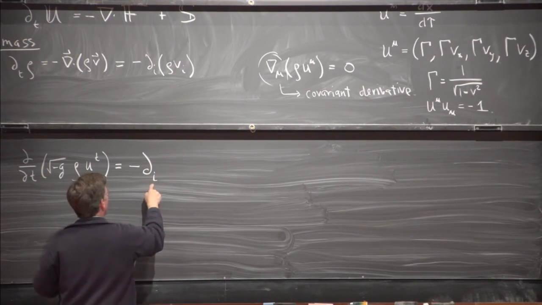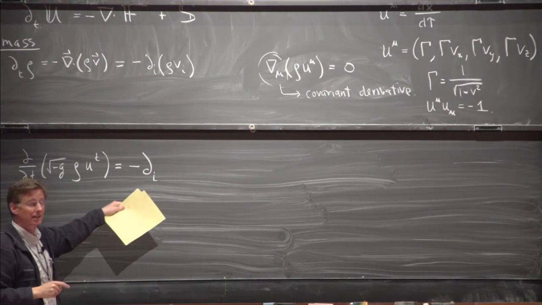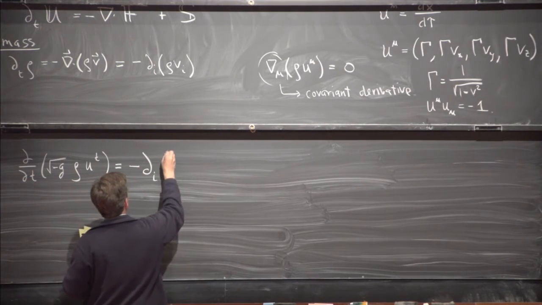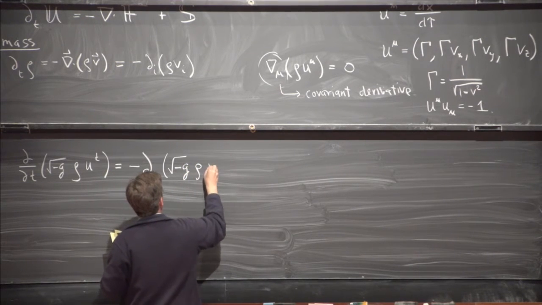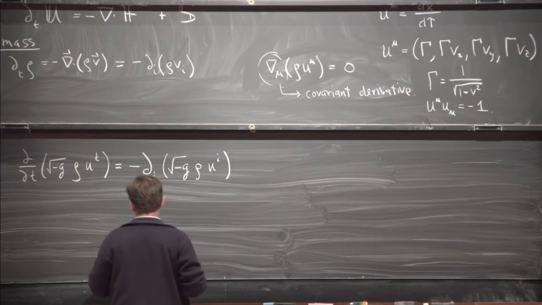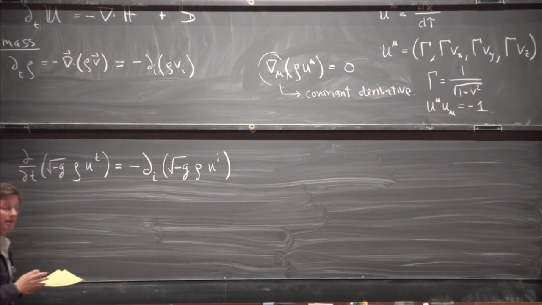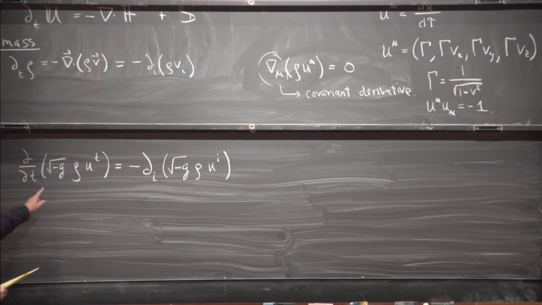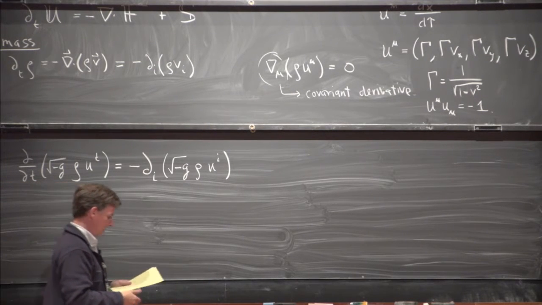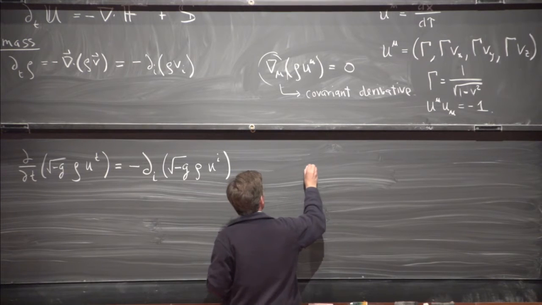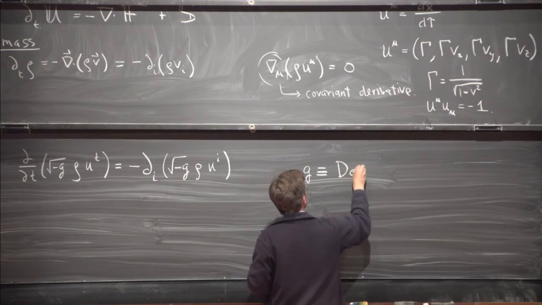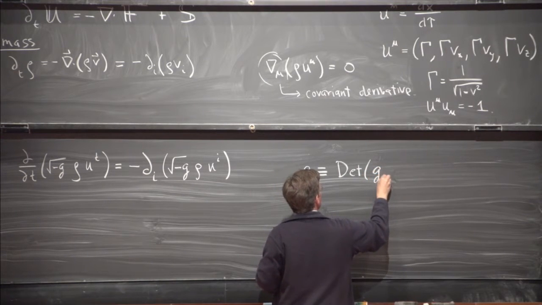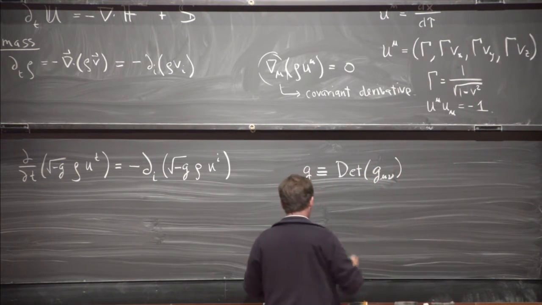Okay, so this del I means partial xi. And that is just an ordinary partial derivative. And this is true in any coordinate system. So root minus g here gives the geometry. And g is defined to be the determinant of the metric with the indices down.